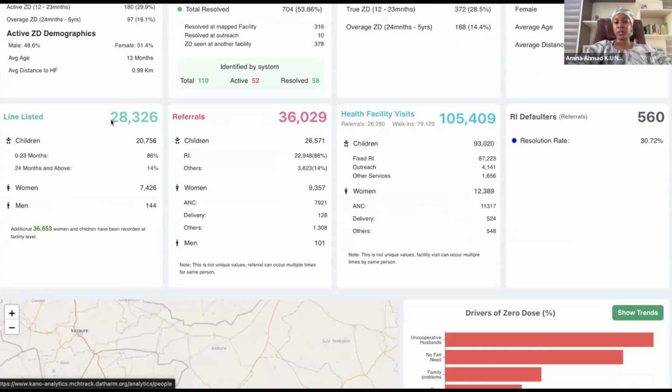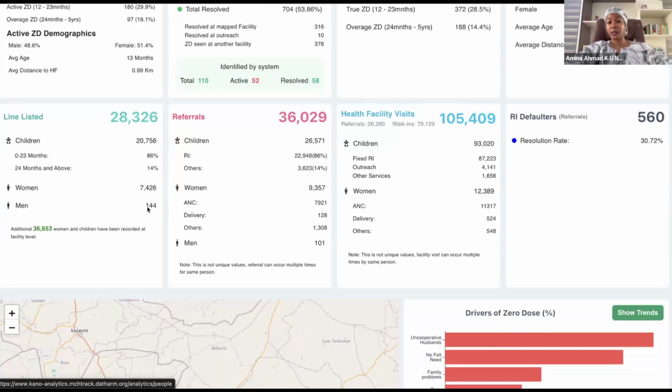So for Kano State, we're able to line list about 28,000 individuals, 20,000 children, 7,400 pregnant women. And then also we didn't limit the community resource group.